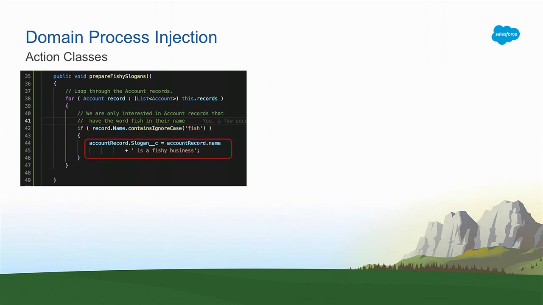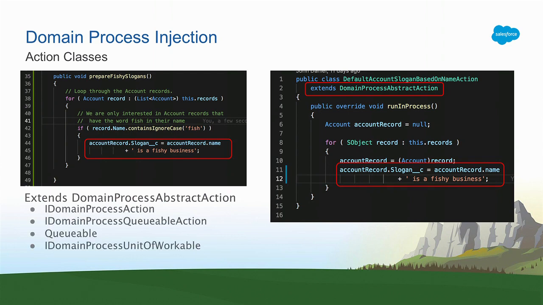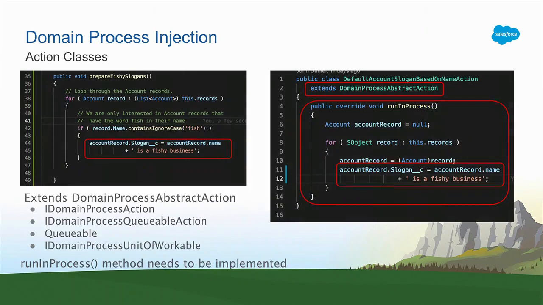The action portion, in this case, we're going to assign the slogan to be the account name is a fishy business. We translated that into a different action class. So it's a distinct class. Again, it honors a specific contract. The contract in this case is really extending an abstract action class, which is managing several different interfaces. Again, it gives you lots of flexibility in the framework we've built here. But the simple method is run in process. So all I need to do is fill this method in with the action that I want to take.